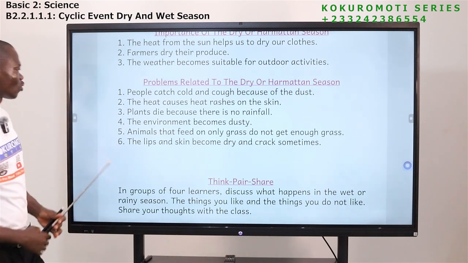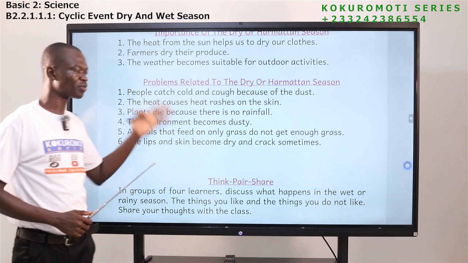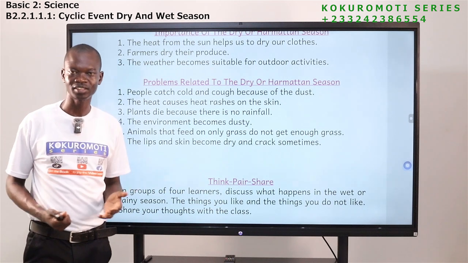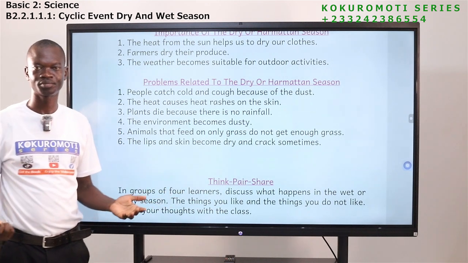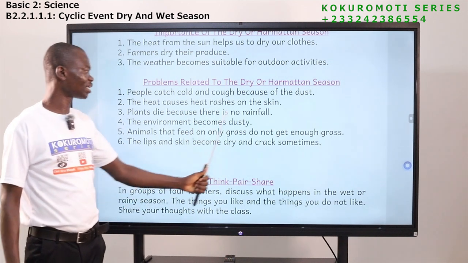Okay, so the third one is that plants die because there is no rainfall. Another problem that we have during dry season is that the plants that we have around die because there is no water. The next one, the environment becomes dusty.